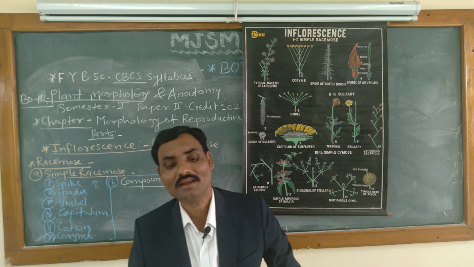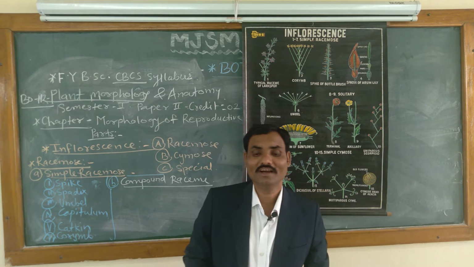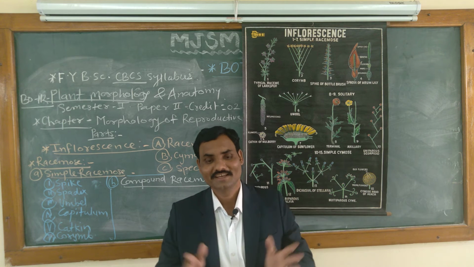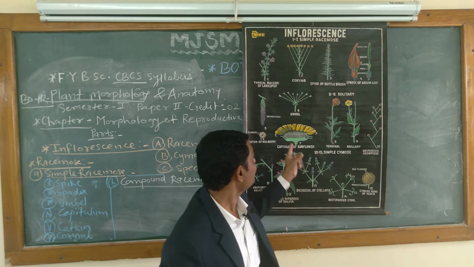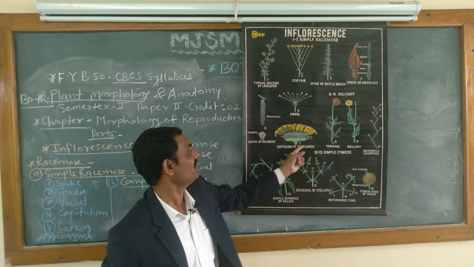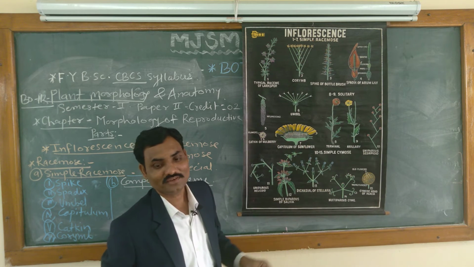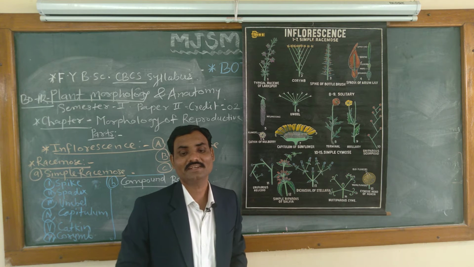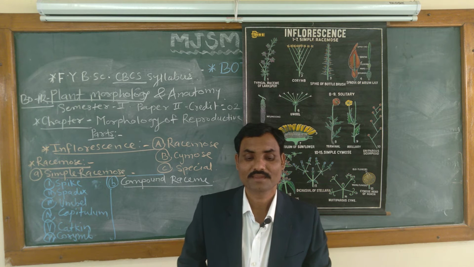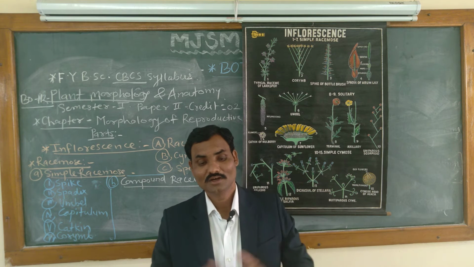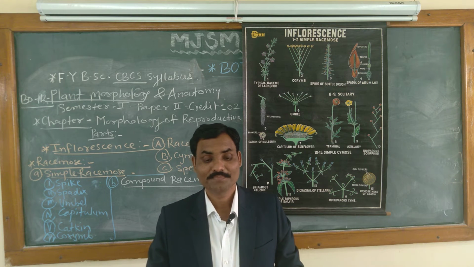Then the centripetal order is found on a condensed, flat, roundish structure called the receptacle. This is a sunflower inflorescence, and this is a flat or condensed structure. It is roundish, and this shows centripetal position or succession.